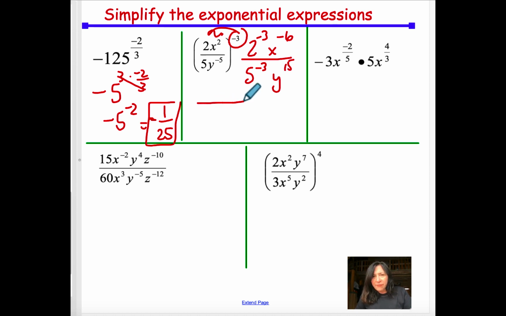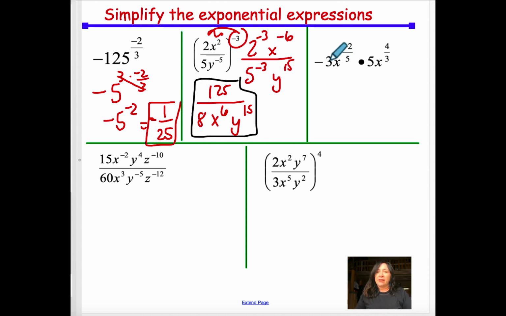And then my final answer, when I move the 5 to the 3rd to the top, is going to be 125. 2 to the negative 3 will go to the bottom as 8. X to the negative 6 will go to the denominator and make it a positive 6 power. And y to the 15 just stays there because you're really not doing anything with that. And so that's your answer, and box that up. That's it. Okay, that's as simplified as that gets.